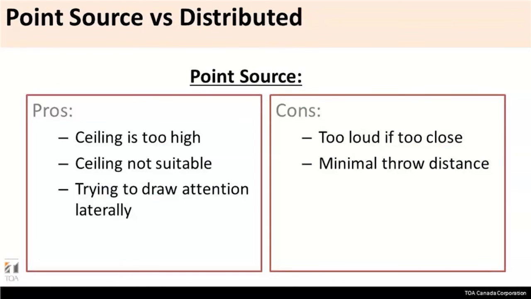All right. So the advantage of a point source is if the ceiling is too high, or not suitable, you could try to direct it at a particular natural angle. Cons: if you're too close to it, it's going to be too loud, right, and it doesn't have a very long throw distance.